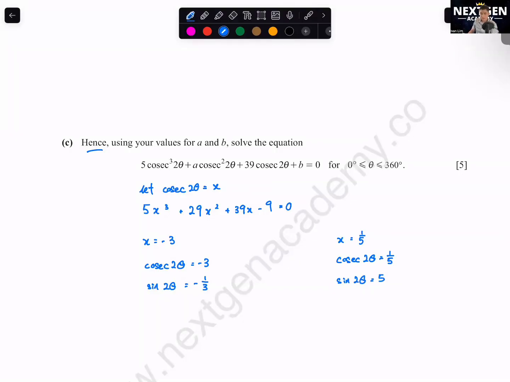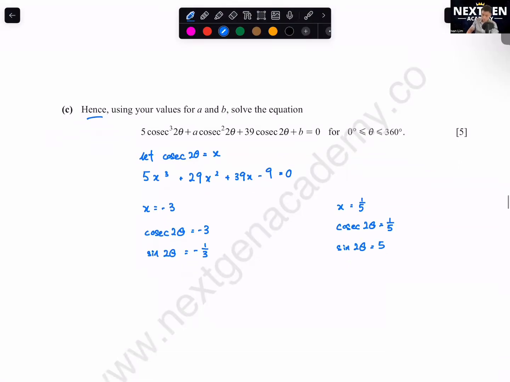Okay, my sine value cannot be beyond -1 and 1. Okay, -1 and +1. So this part here, you will reject it. If you don't know whether you need to reject, you type into your calculator, you'll see no answer, also math error. So you need to reject it anyway. So the only part that you want to solve is sine 2 theta equals -1/3.